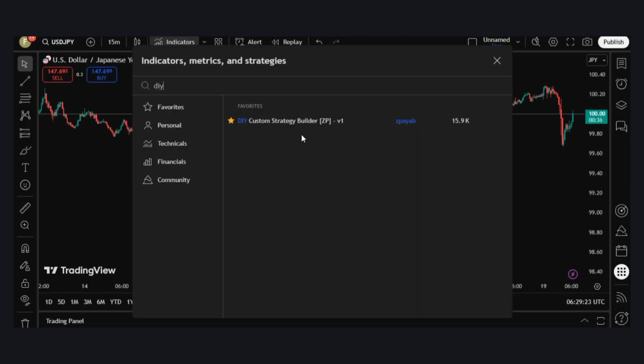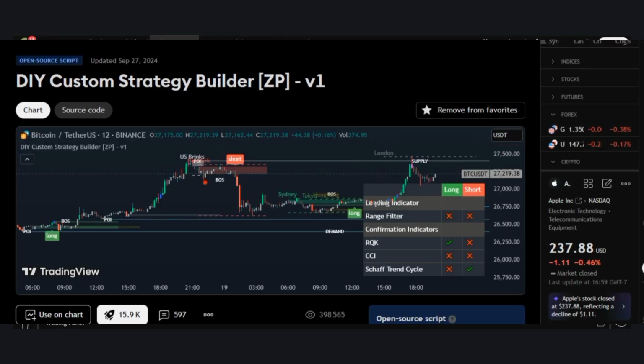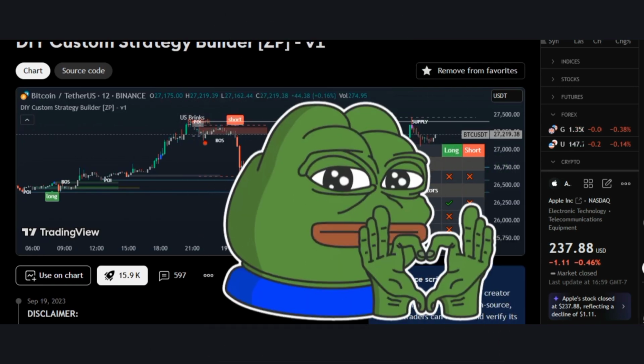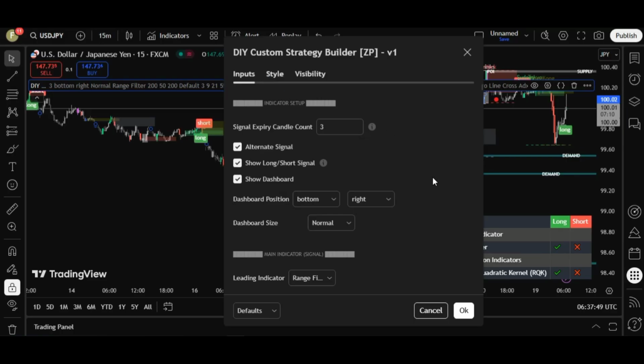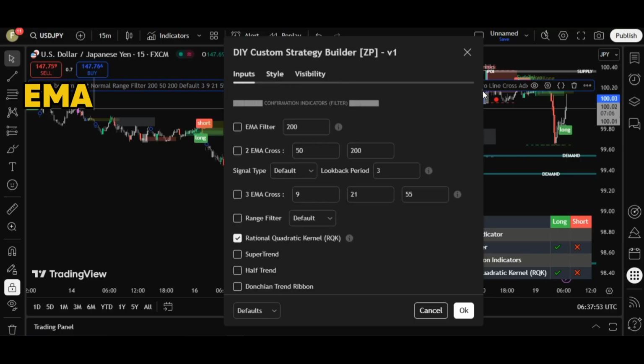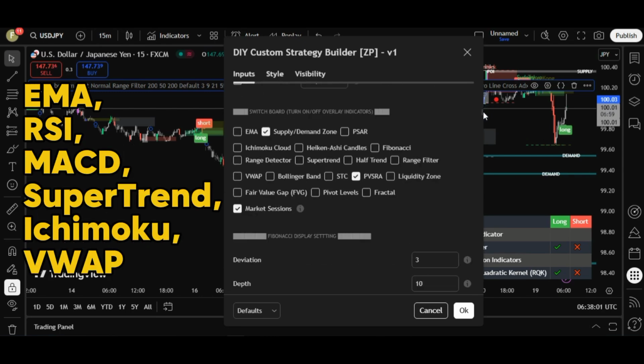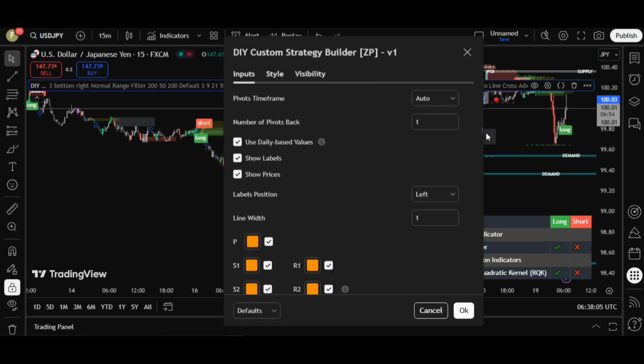The DIY Custom Strategy Builder was created by a developer named ZPayab. Big thanks to him, and it's totally free and open source. Think of it like a buffet of indicators. You've got EMA, RSI, MACD, SuperTrend, Ichimoku, VWAP, basically the all-stars of technical analysis.